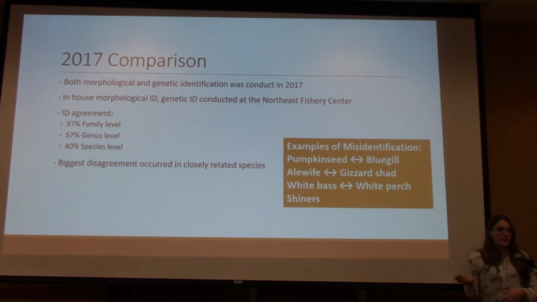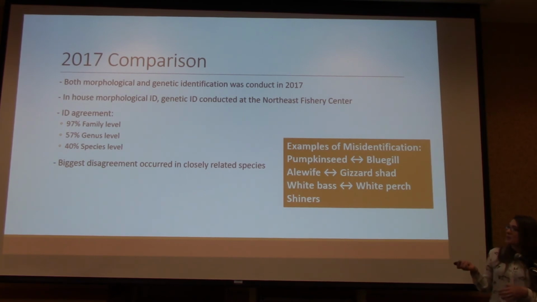Right, so like I said, in 2017, we did this comparison study to see how our morphological ID lined up with the genetics ID. And what we saw is that at the family level, we had a 97% agreement rate, which is what we were expecting, because like I mentioned, with those characteristics at the family level that really distinguish them, along with the fact that the BOLD Data System they used has a high confidence behind it, we were expecting to see a pretty good agreement rate at family level.